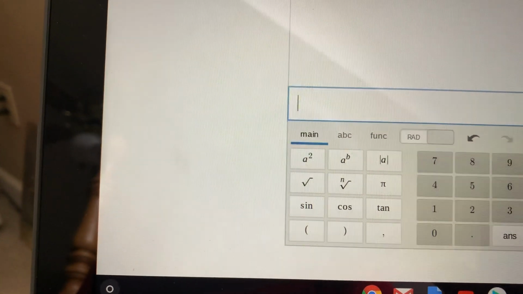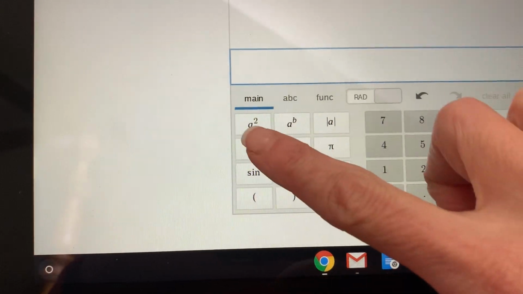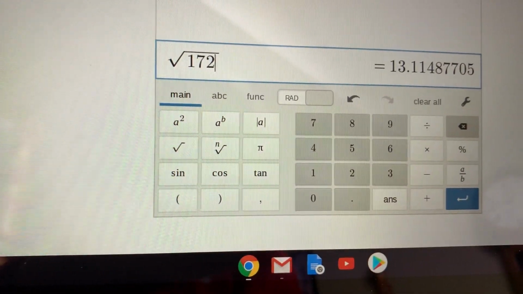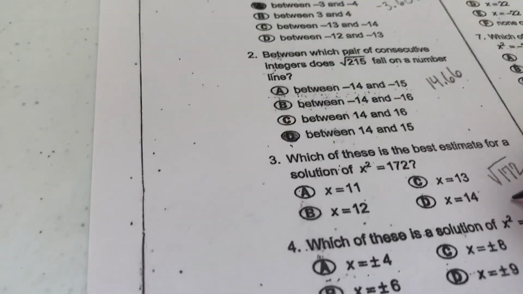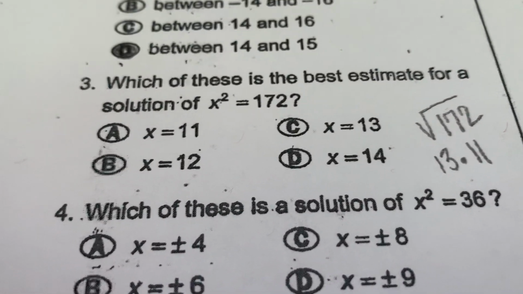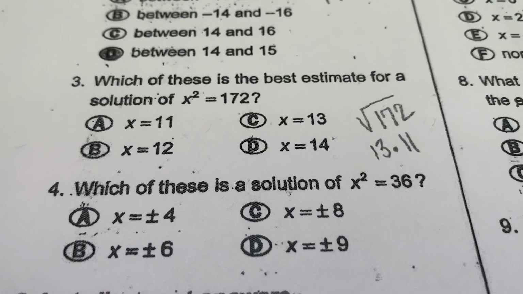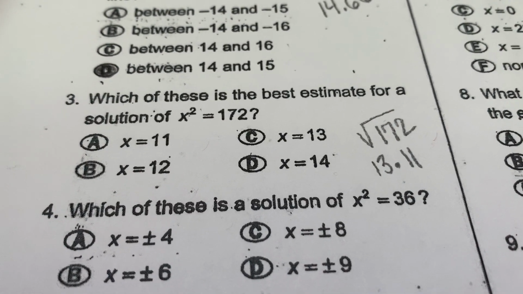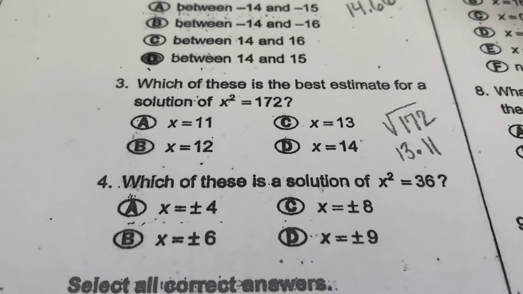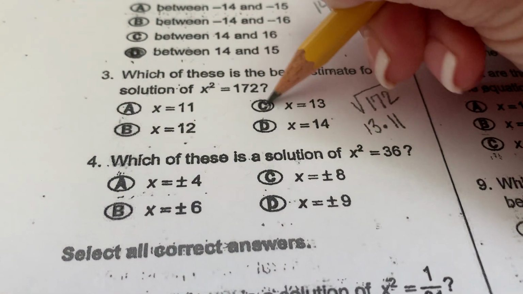So let's go over to our calculator. Let's clear this out, and we're going to do the square root of 172, and we get 13.11. So I'm going to write that down, 13.11. Now when we look at it, we can see that the best estimate, 13.11, is closer to 13 than it is to 14, so we want to pick letter choice C.